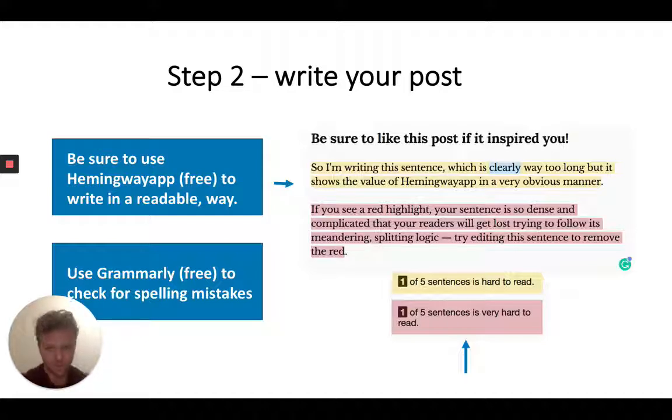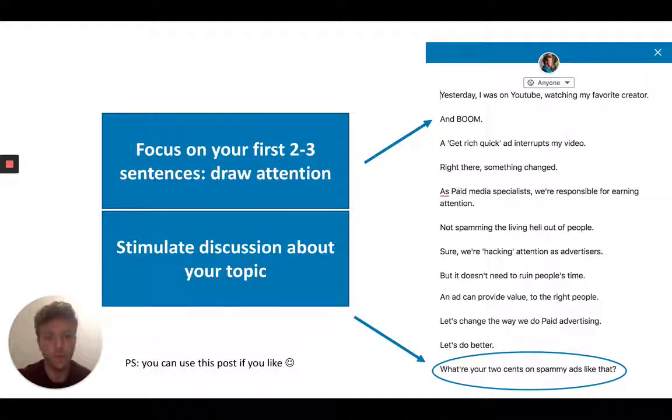Actually start. Two simple tools I use for this are the Hemingway app and Grammarly. Both are free. Hemingway app gives you some suggestions. If your sentences are way too hard to read, it will tell you, hey, this is hard to read, this is very hard to read, as you can see here. And Grammarly is basically just a Chrome extension that automatically recognizes when you are making spelling mistakes, right? So then you actually write your post.